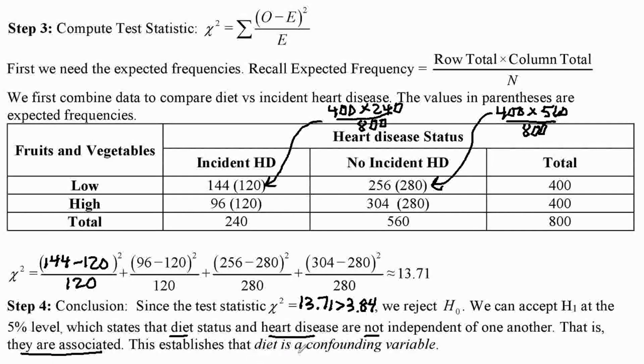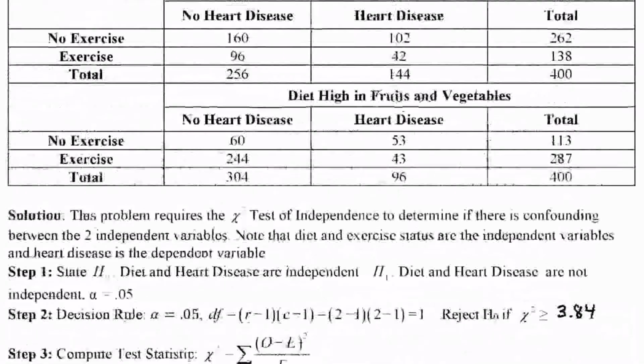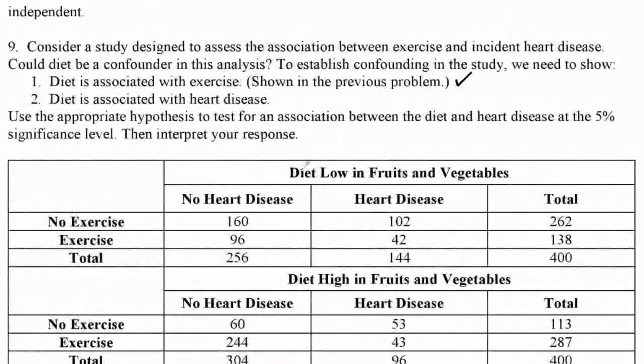So this establishes that diet is indeed a confounding variable, because, going back to the beginning of the problem, we had already shown that diet is associated with exercise. Now with this chi-squared test, we showed that diet was associated with heart disease, the dependent variable. And that's what establishes diet as a confounder.